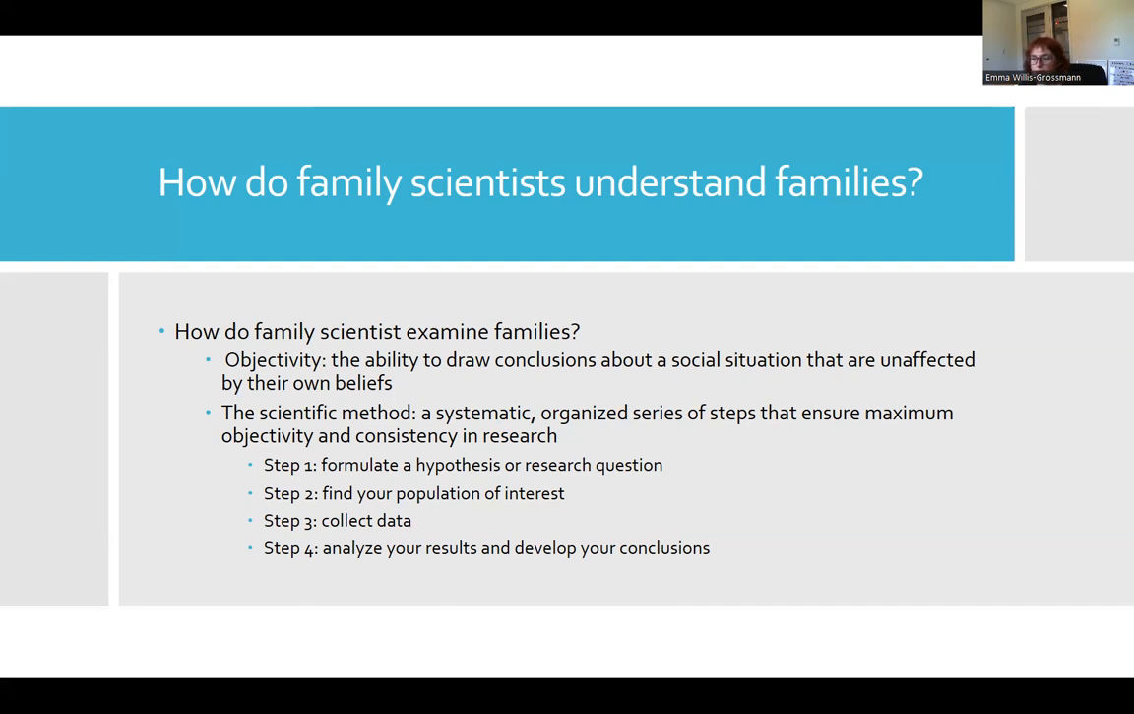So in an attempt to be more objective and to take a more empirical and scientific approach, researchers tend to use the scientific method, which is a systematic and organized series of steps that work to maximize objectivity and consistency in research. There's also a movement called the open science movement, where researchers are being transparent about every single step of their research as they go through it. So that means showing their population, their data sets, so on and so forth. So being very transparent with other researchers as well as how they do it.